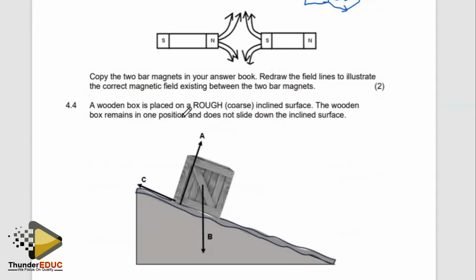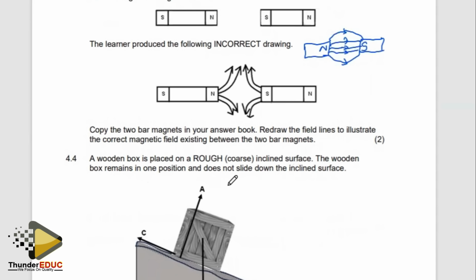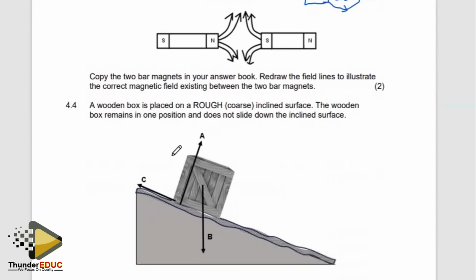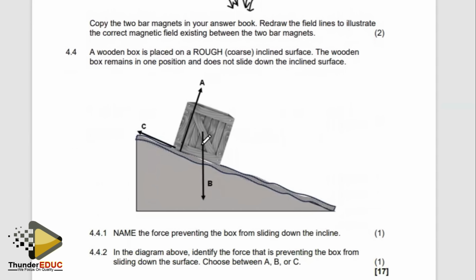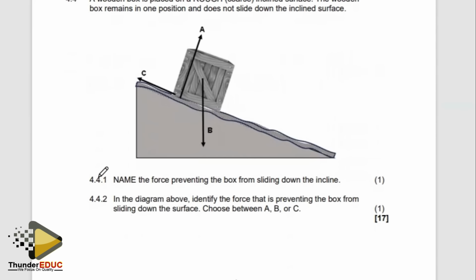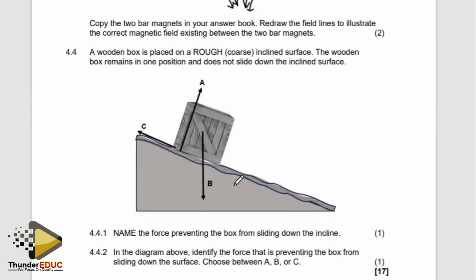A wooden box is placed on a roughcast inclined surface. The wooden box remains in one position and does not slide down the incline. So the question is saying, name the force that is preventing it from sliding down the incline. Remember, this box is going down, so there's a force that is opposing. The answer becomes what? Friction. That's the opposing force that opposes objects that are on the plane. So here we end up having our answer as friction.